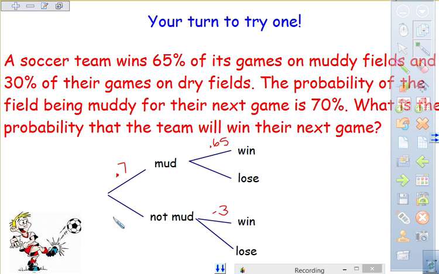Now we have to find the complement. The complement of 70 is 30. The complement of 65 is 35. The complement of 30 is 70.